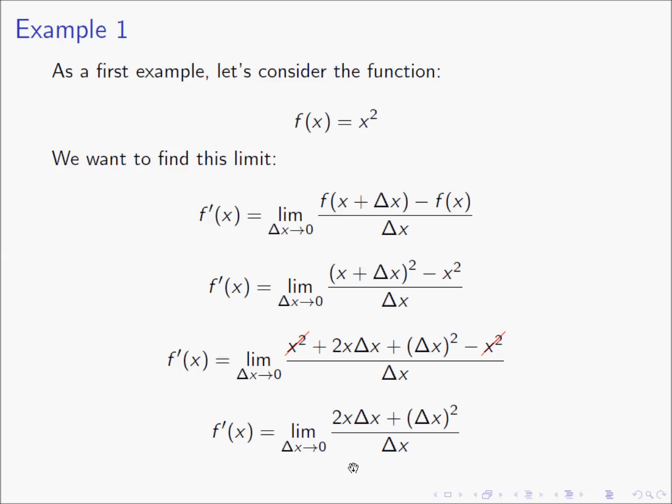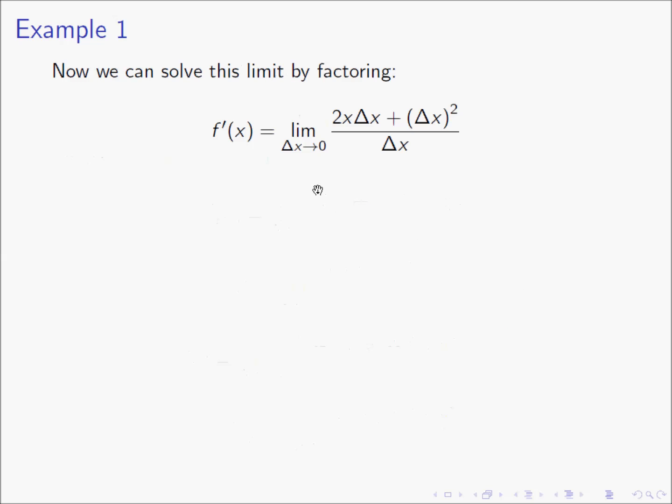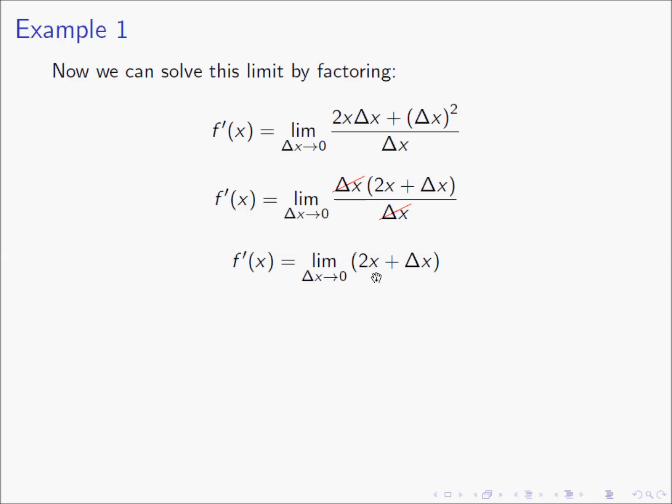and we have this limit, the limit of this expression. And you may already recognize how to solve this limit. We can solve it by factoring. We can factor the delta x here, and we get delta x times 2x plus delta x. And here we can cancel the delta x, and we get the limit of this expression.